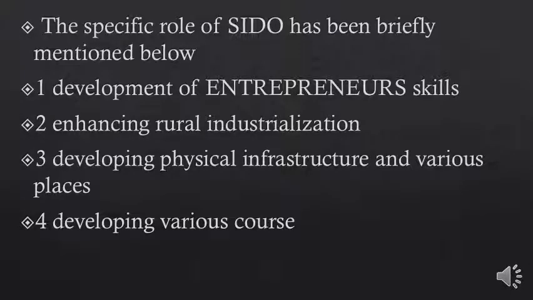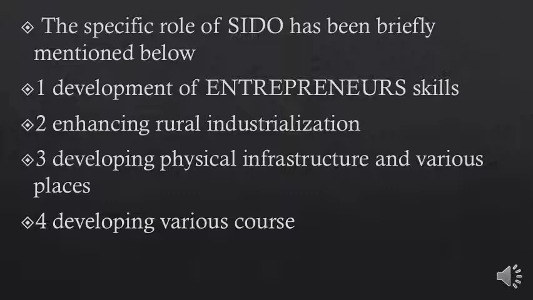Now let us talk about what SIDO works for. SIDO works for the development of an entrepreneur's skill. The main objective is how entrepreneurs upgrade their skills, how entrepreneurs are given the best training and skill, and how entrepreneurs take good advantage of the market and profit. So that is the first objective of SIDO, and the second objective is enhancing rural industrialization.